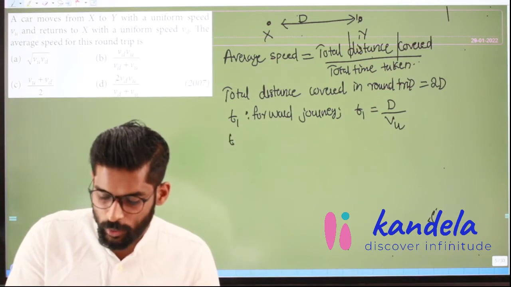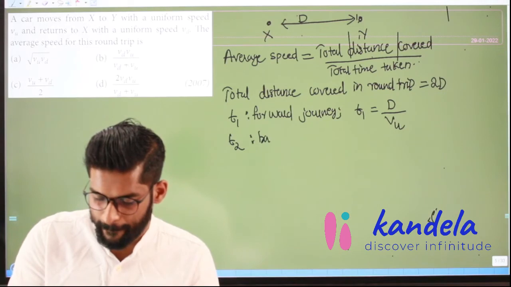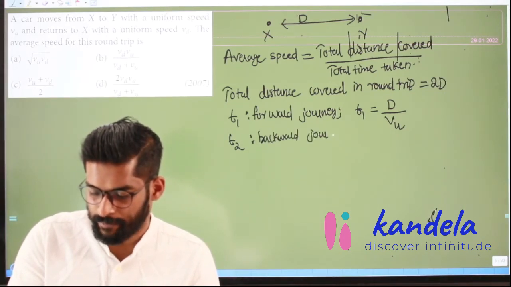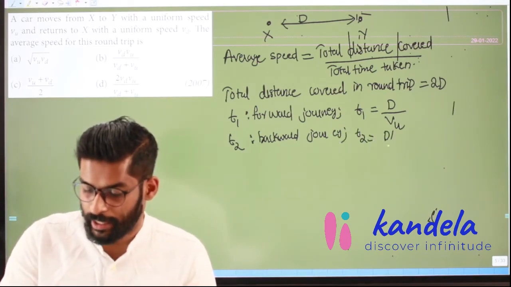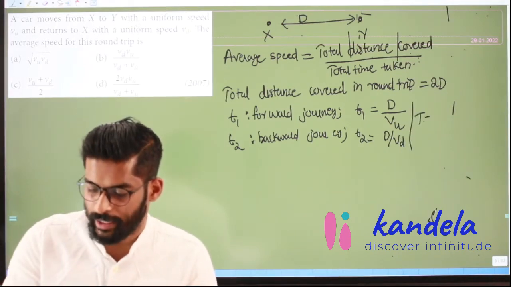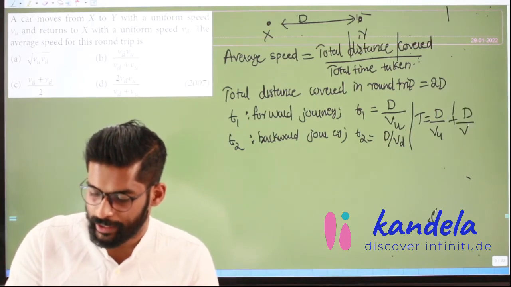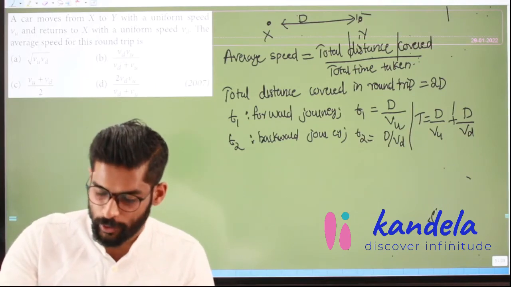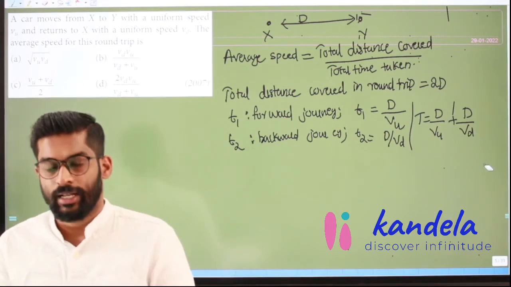Similarly, t2 is the time taken for the backward journey. So t2 I can write as d by Vd. Therefore, I can write the total time as d by Vu plus d by Vd. Alright, now I have the equations for total distance covered and also for the total time taken. So let us solve the problem.